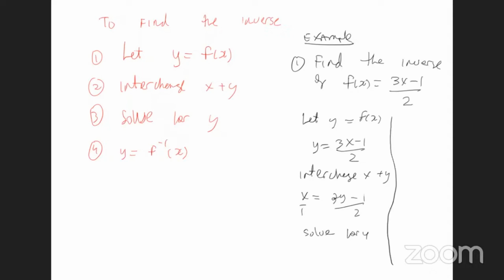Cross multiply one time, you'll get 3y - 1 is 2x. 3y is 2x + 1, or y is equal to (2x + 1) divided by 3. Okay? So that is your inverse: (2x + 1) over 3.